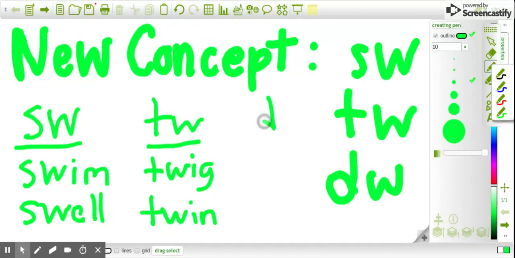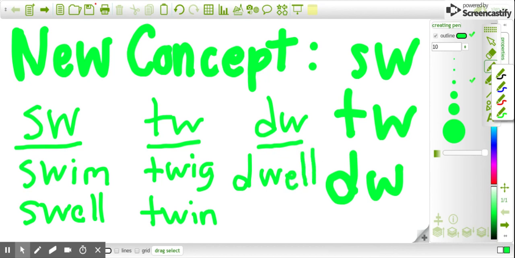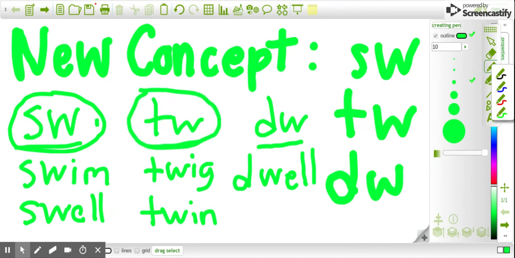And the one for DW, this is interesting because there's really only one word that I know of that you might want to learn that has a DW beginning. It's not a very common blend. It's the word dwell. When you dwell on something, you think about it a lot. So if I'm dwelling on what I'm going to be eating for dinner, I'm thinking about it a lot. But you're not going to really see the DW blend a lot. The ones you're really going to see mostly are the SW blend and the TW blend.